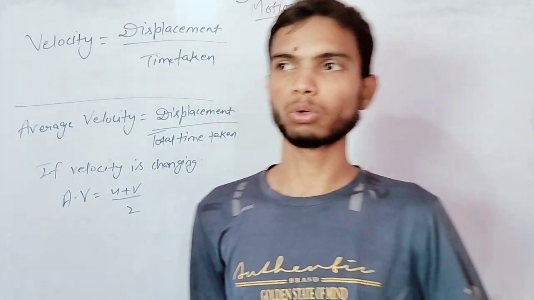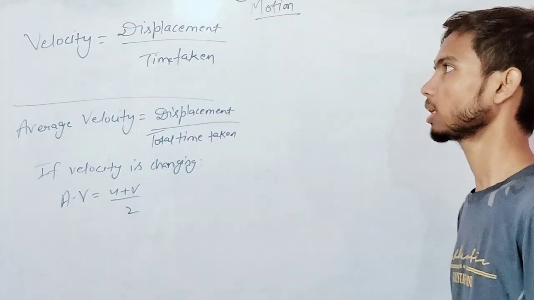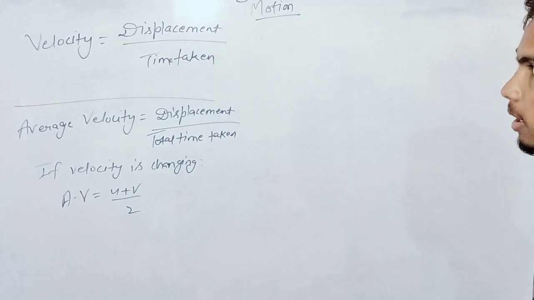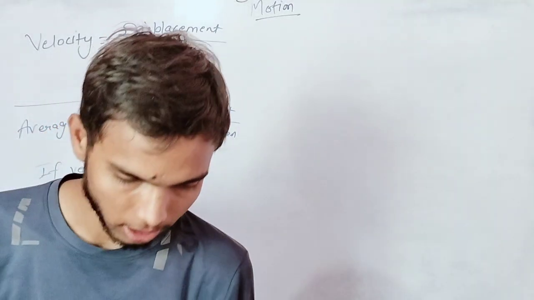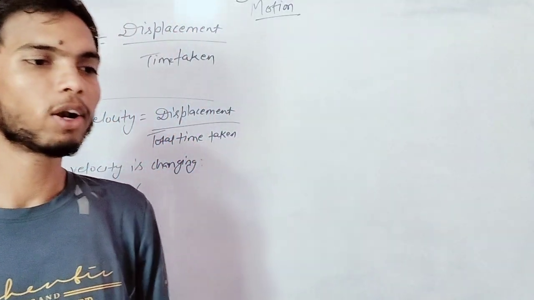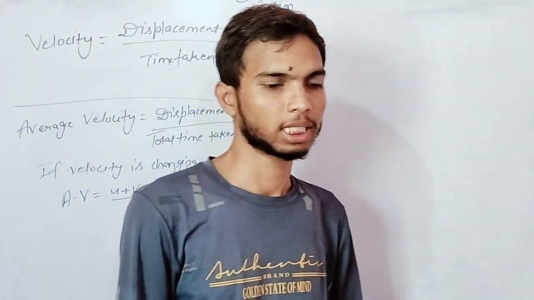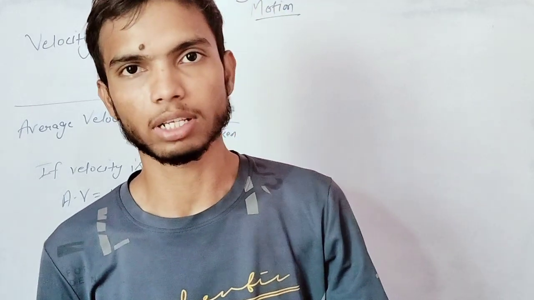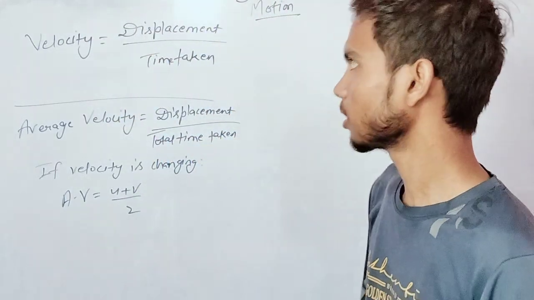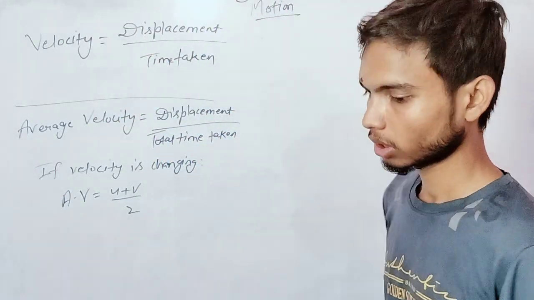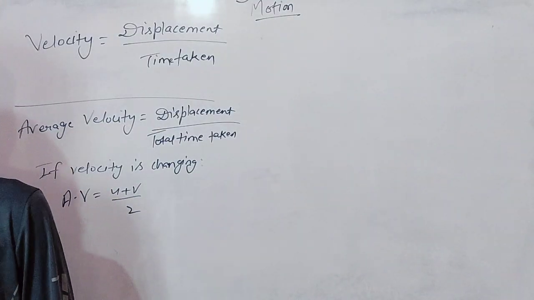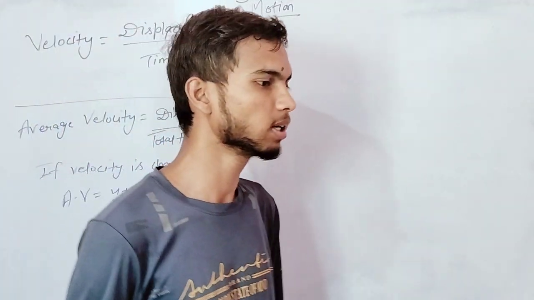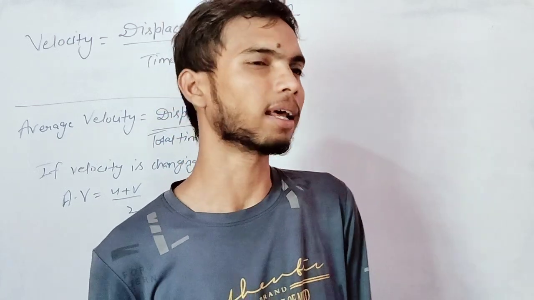Velocity is equal to distance or displacement upon time taken by the object. Displacement is coming, it means we will not take distance. Distance is for us in average speed. But for velocity, average speed will be a scalar.